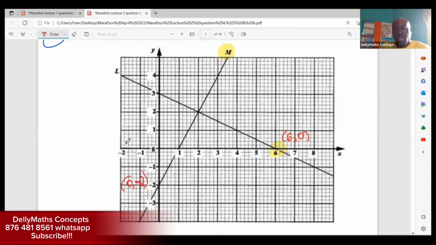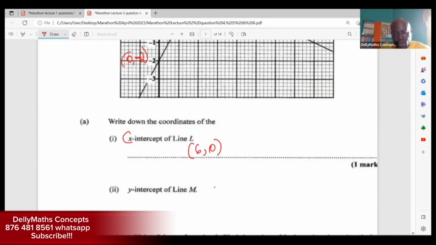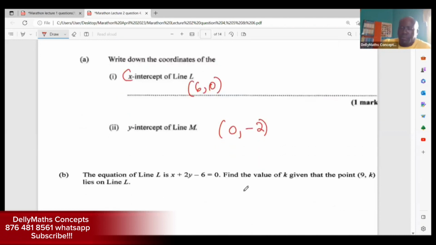There it is. All right, so let's write that. 0 meets -2. You get the mark and you're gone.